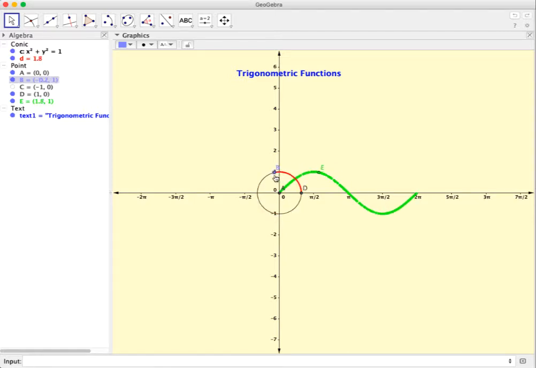And now you can observe that as soon as one full revolution is complete, the graph starts all over again. And that is what we call the periodicity of the function. What else can you observe?